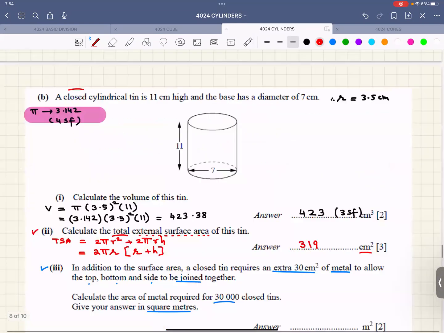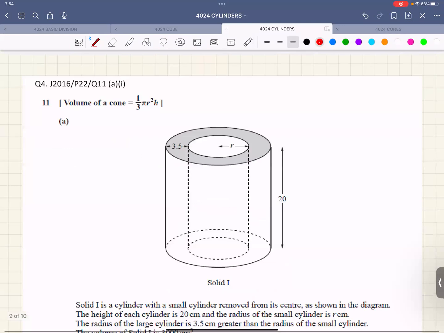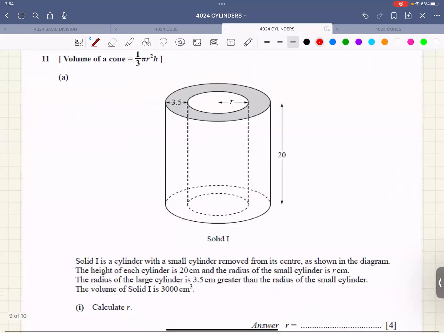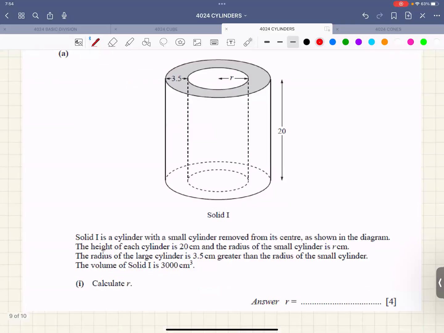Now this is the question that's related to cylinder. Let's also focus on this question. This is again a paper 2 question. Just go through it once, and then I'll get started with this.